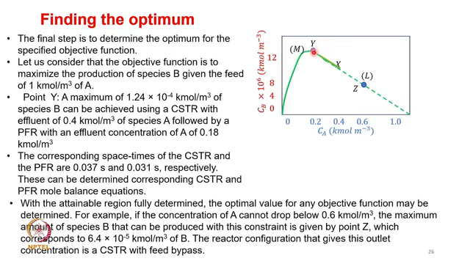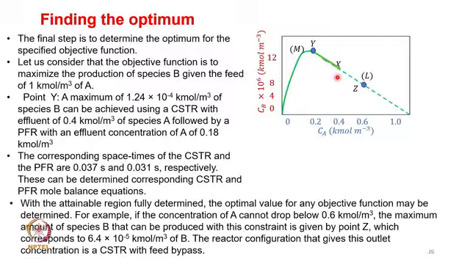So, let us say you are interested in maximizing the production of species B, with a fixed feed rate of A. Point y is of course the maximum point. You can draw a parallel line to here and figure out the corresponding concentration, and how this is operating. And at this point, to get this, you need to have a PFR.